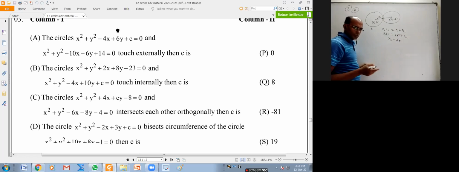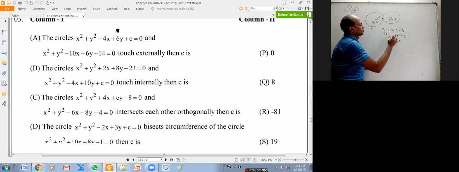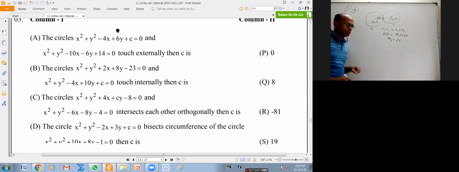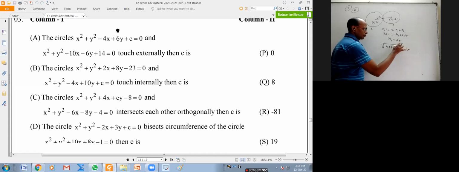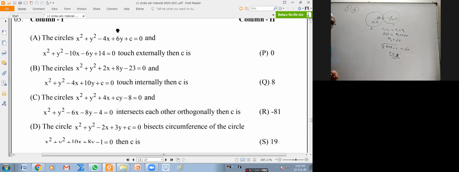But what is R2, the radius of the first, R1? I have to find R1, and this is 2 root 5. So R1 should be root 5. So R1 is root over 4 plus 9 minus C, is root 5. So C is equal to 8. Yeah, I can subtract and do it. We'll get a common chord and that should touch one of the circles, but we don't know the touching is internal or external way to check that. I can use C1C2 equal to R1 plus R2. That will be easy.